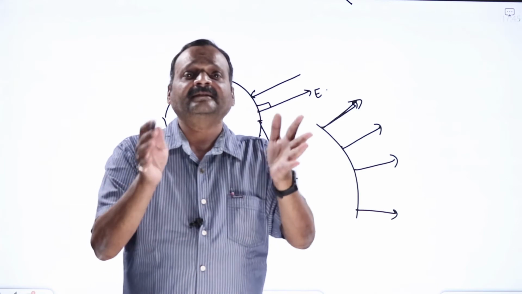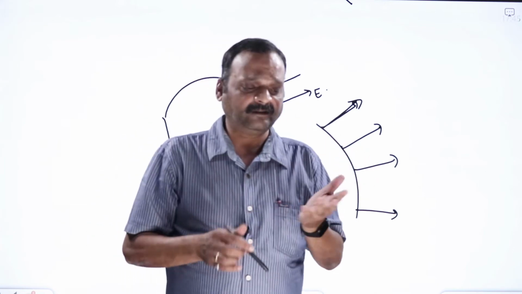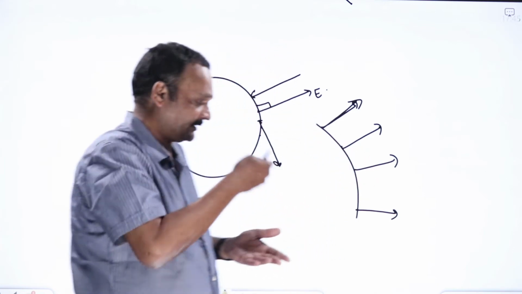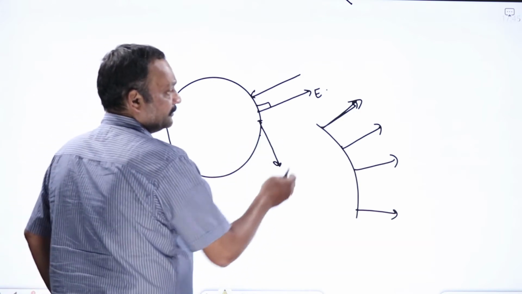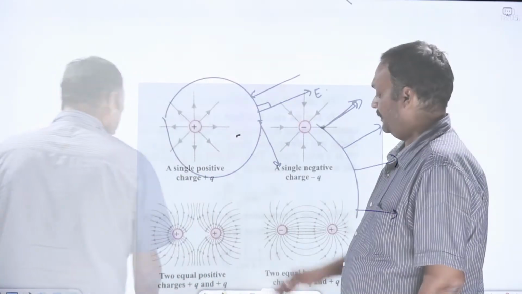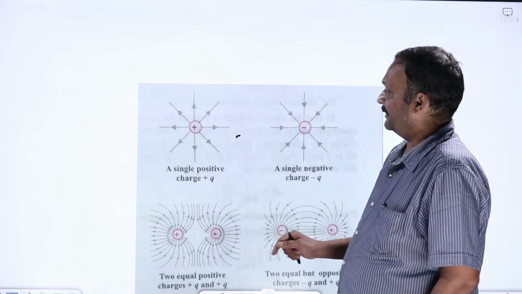Now we'll see some field distributions which have come in previous JEE or NEET exams, and how questions come depending on these field lines. So what are the important points? We'll just revise once through problems. Now look at these diagrams.